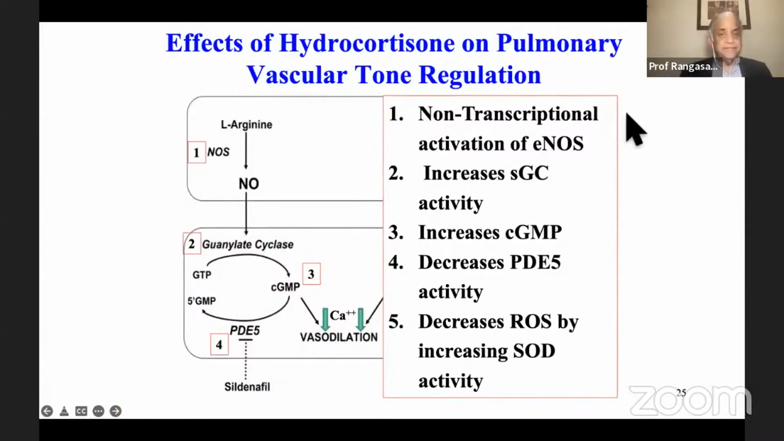So how does hydrocortisone work as a vasodilator? These are the 5 mechanisms that have been proposed based on preclinical studies, animal studies. Non-transcriptional activation of endothelium-derived nitric oxide synthase enzyme, increase in soluble guanylate cyclase activity. I told you nitric oxide has to combine with guanylate cyclase to convert GTP to cyclic GMP, increase cyclic GMP concentration, decrease PDE5 activity, just like sildenafil, and decrease the reactive oxygen species by increasing SOD activity. These are some of the mechanisms by which hydrocortisone can act as a vasodilator.